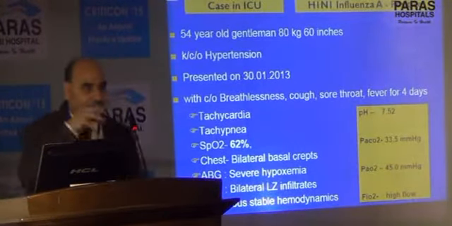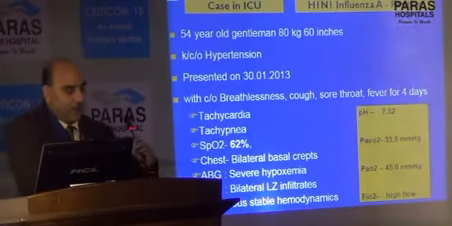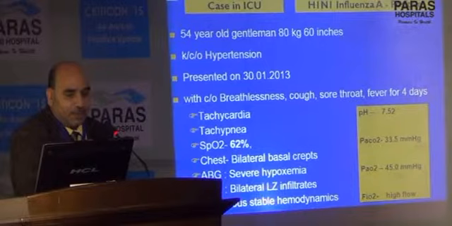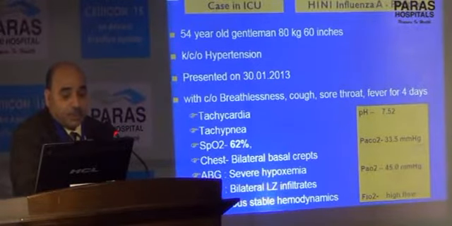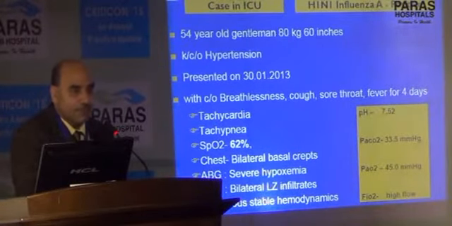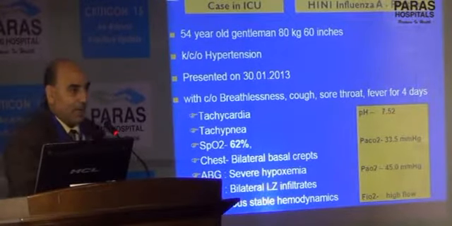Now, let us start with a case, and I would like you to interact with it. A 50-year-old gentleman, 80 kg, 60 inches, a known case of hypertension, presented on 30 January 2013 with complaints of breathlessness, cough, sore throat and fever for 4 days. He had tachycardia, increased respiratory rate, his saturation was 62%, bilateral basal crepts on the chest, severe hypoxemia on ABG, and chest X-ray showing bilateral lower zone infiltrates. He was conscious with stable hemodynamics. On the ABG, the pH is 7.52, PaCO2 is 33.5, PO2 is 45.0, on a high flow of oxygen. Obviously, this patient was not intubated at that time, and he was on high flow oxygen.